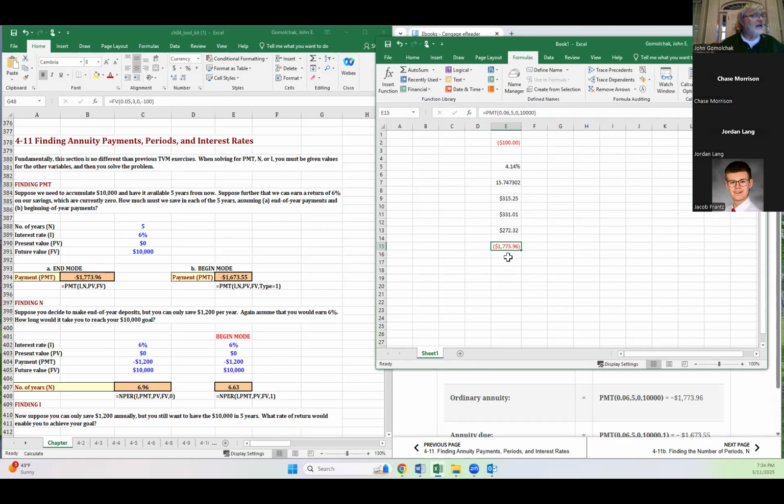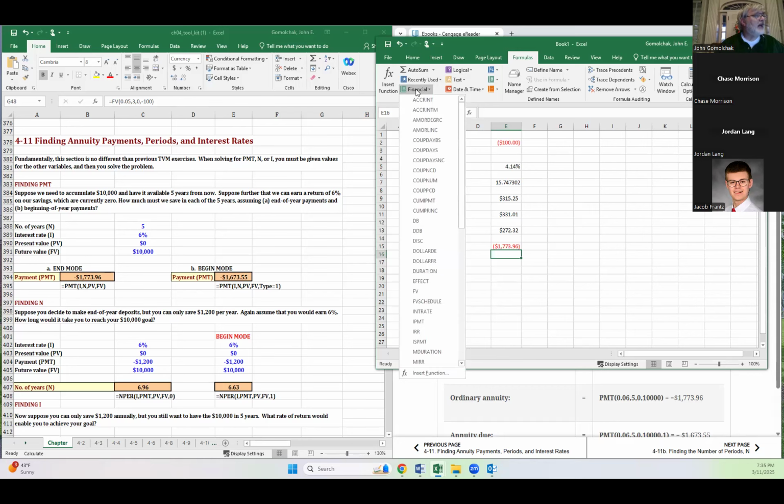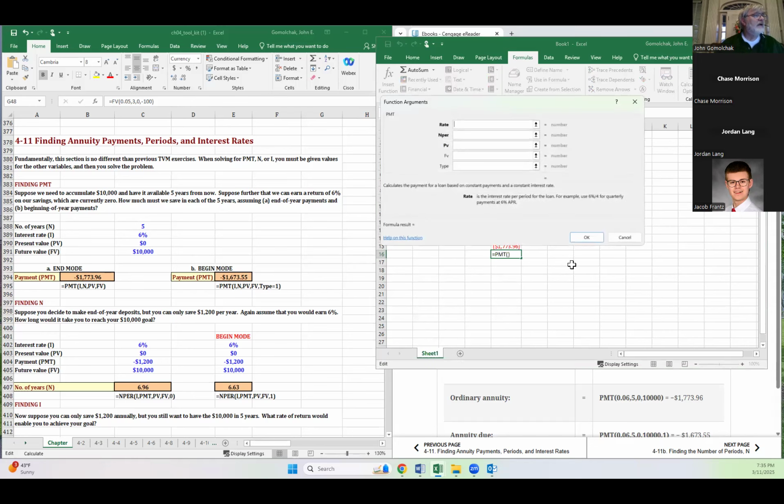Let's do it again, but this time as the beginning of the period, so it will be the equivalent of an annuity due. Rate of 6. Periods 5. Present value 0. Future value 100,000. Type 1.